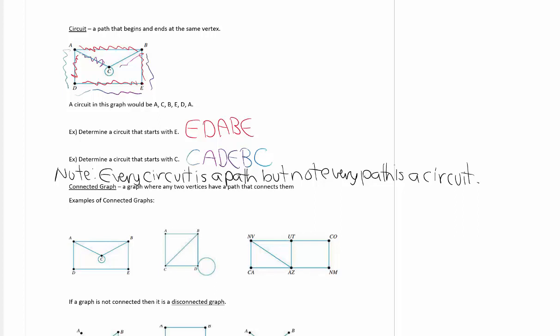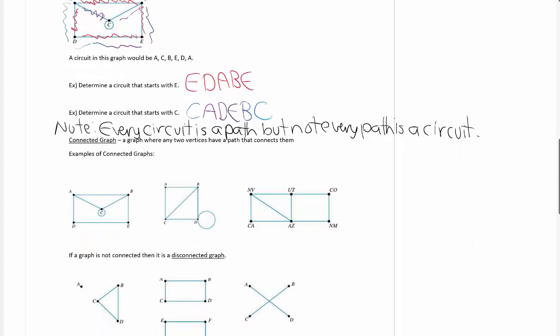Okay, now let's talk about a connected graph. This is a graph where any two vertices have a path that connects them. So the first three examples below are connected graphs. Any two vertices have a path to be able to connect. For the one on the left, A can be connected to C, A can be connected to D, A can be connected to E through AD and DE, and so on and so forth.